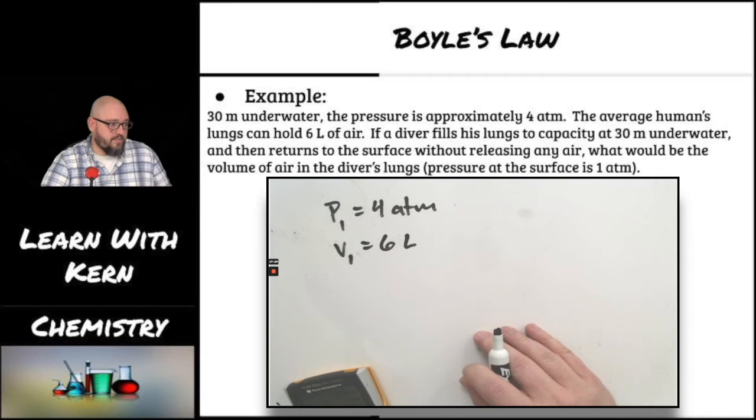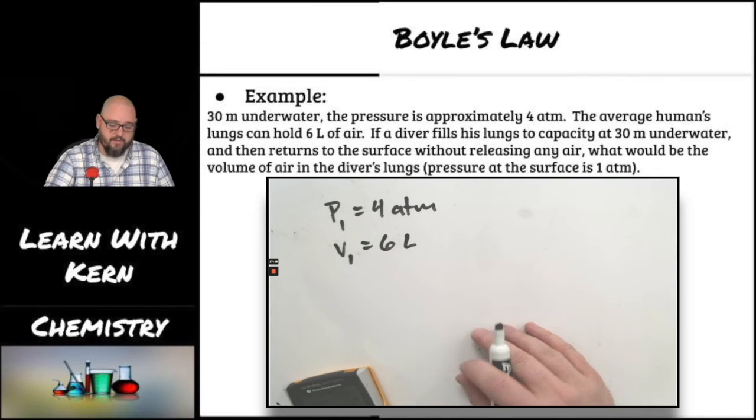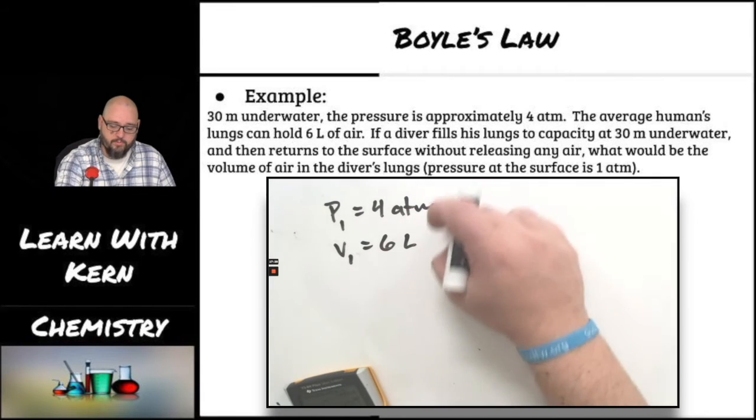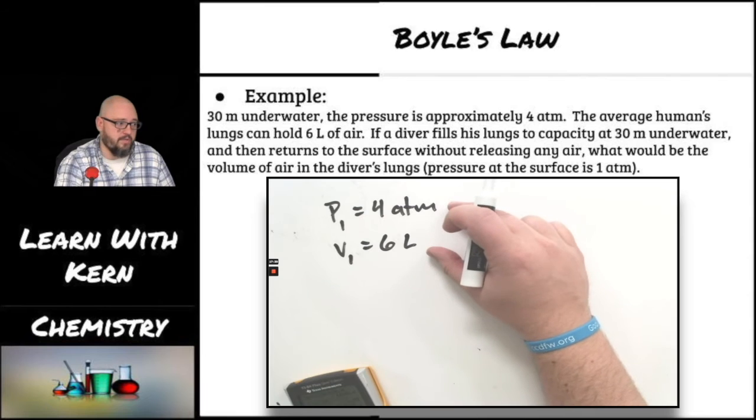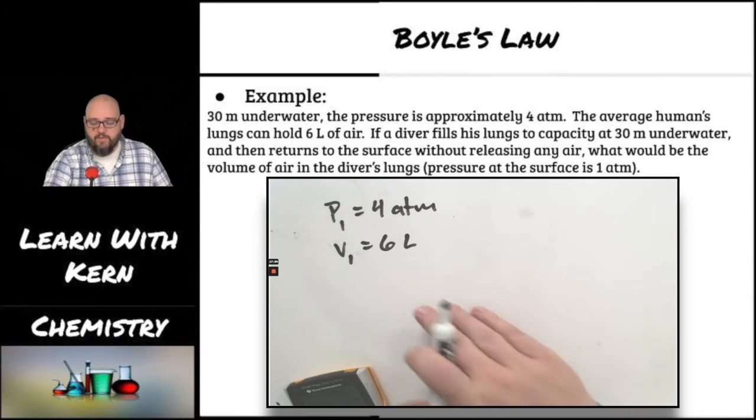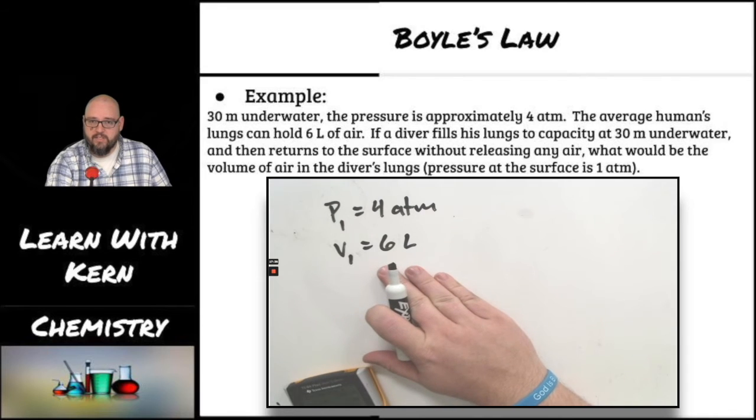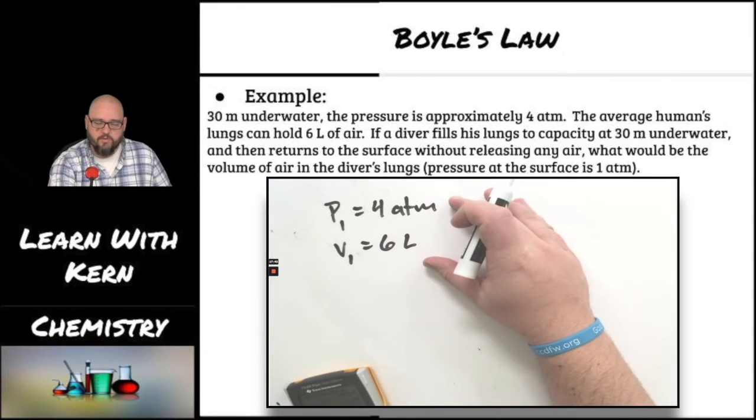If a diver fills his lungs to capacity at 30 meters, so that means this volume and this pressure go together because they're both at 30 meters under the water. And I realize that filling your lungs to capacity when you're that deep underwater is actually not physically possible. I understand that, but this is just for an example of this problem.